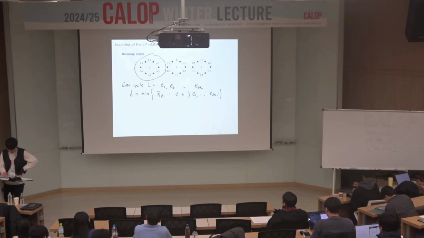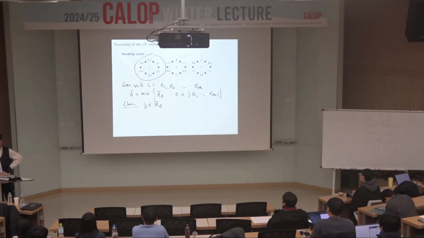Then the claim is that x bar e has to be, first of all, by definition of delta, at least delta because we took a minimum value. And it has to be at most 1 minus delta as well, for all edges on the cycle.